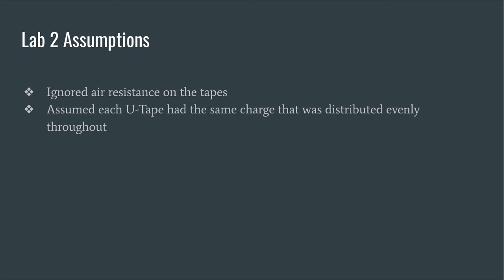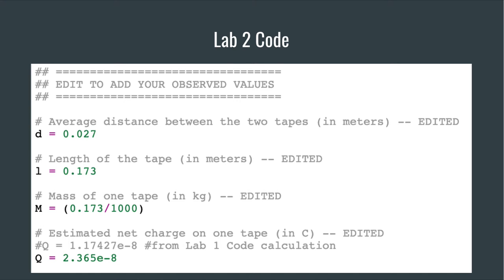In order to properly code this model, I made 2 key assumptions. First, I ignored air resistance on the tapes. Second, I assumed that each U-tape had the same charge that was evenly distributed throughout, which allowed me to represent the tapes as infinitesimal equivalent point charges in my model. I made a number of alterations to the starter code to create my final model.